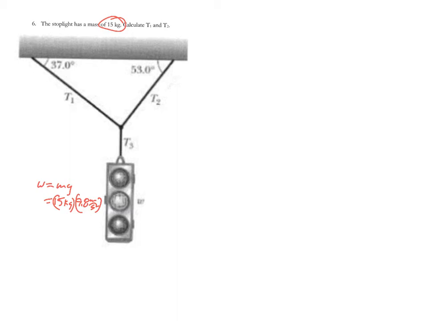15 times 9.8 equals 147 newtons. That's what T3 equals, 147 newtons. Now, if you look at this, we have a T2x, we have a T1x, we have a T1y, and a T2y, kind of almost exactly.